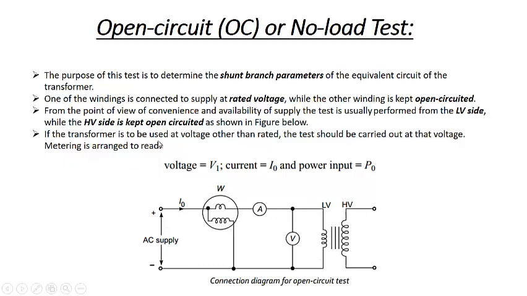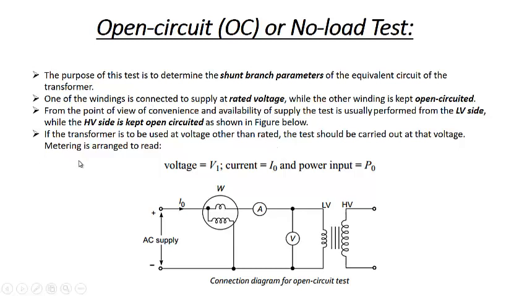If the transformer is used at a voltage other than the rated voltage, the test should be carried out at that voltage. That means if the transformer is not used at rated voltage in practice, the test should be carried out exactly at that voltage, because there will be some difference in the parameters if the voltage supplied to the transformer changes.